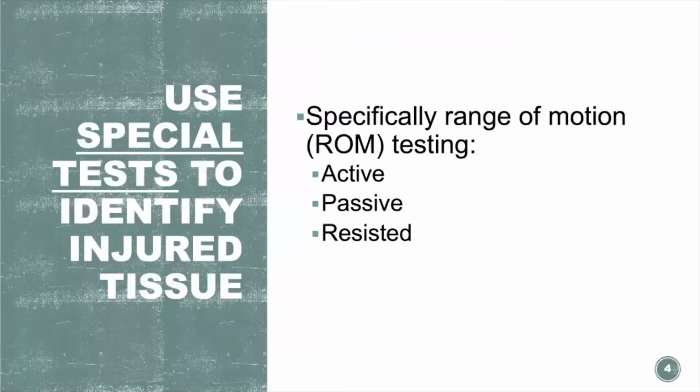So let's talk about these specific range of motion special tests to help us identify injured tissue. Specifically, the ranges of motion we're going to be testing are active, passive, and resisted ranges of motion. And we're going to demonstrate what this is. Now, I do want to put a disclaimer in here: we are not teaching you how to thoroughly assess and treat people who are injured. This is just using this as a paradigm to help us understand how anatomy works.